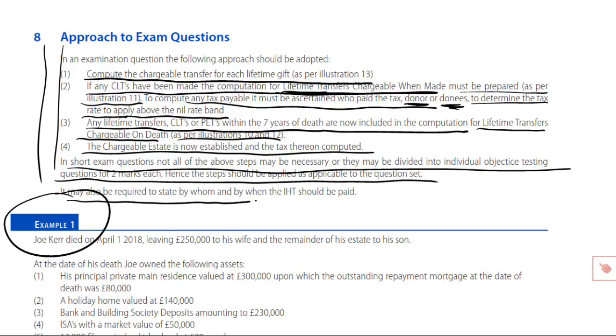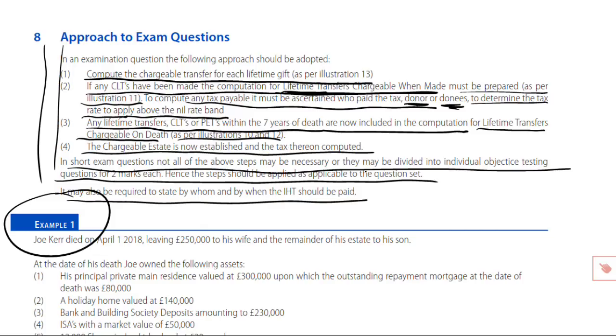You may also be required to state by whom and by when IHT should be paid, whether that is in relation to lifetime transfers chargeable when made, CLTs, or in relation to tax becoming due on the date of death. Go back and remind yourself of those.